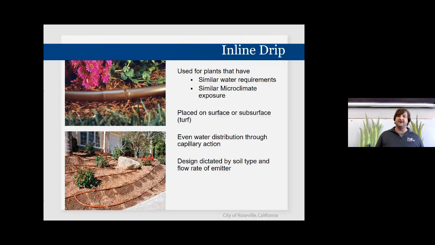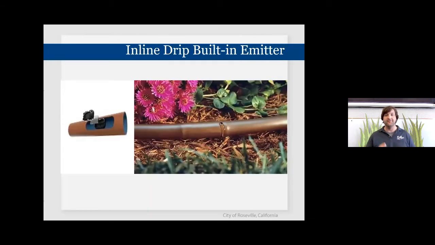So you're going to place it on a surface or subsurface. Subsurface is used for turf. We're not going to really talk about that today, but they do make inline drip that goes underneath grass. And that's a really cool way to apply water to turf zones that aren't using sprinklers or traditional sprinklers. And they even the water distribution through capillary action, and you design it dictated by soil type and flow rate of the emitter.